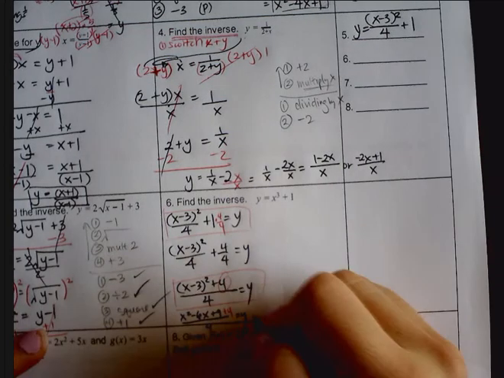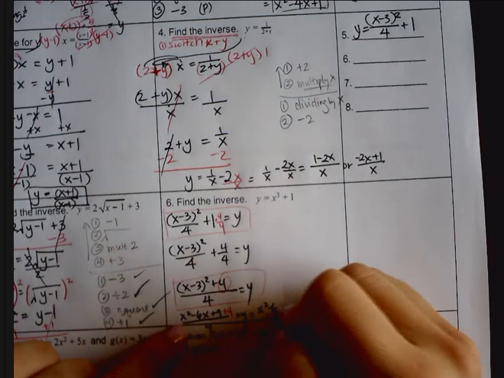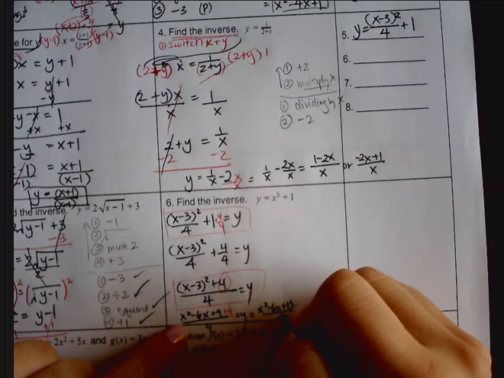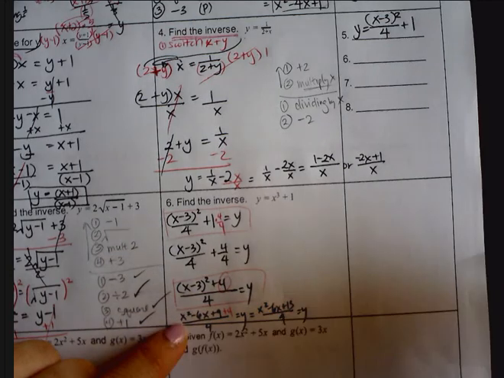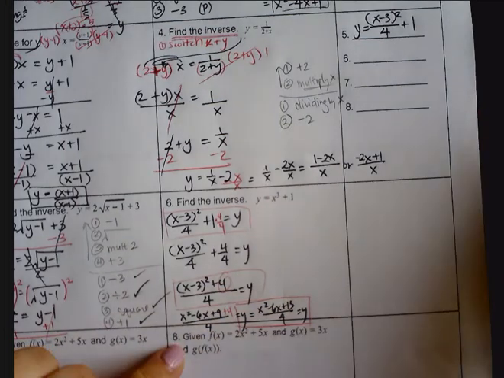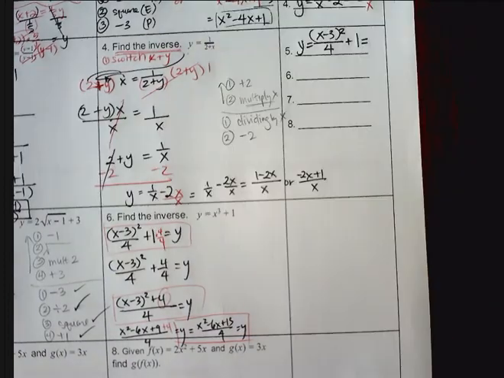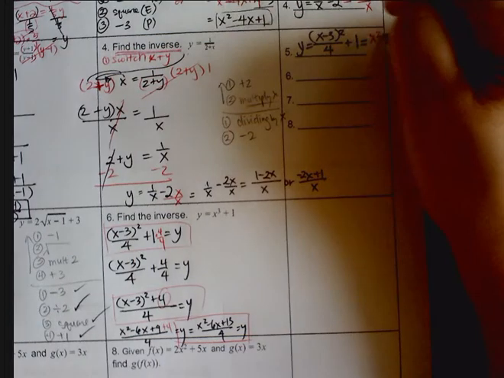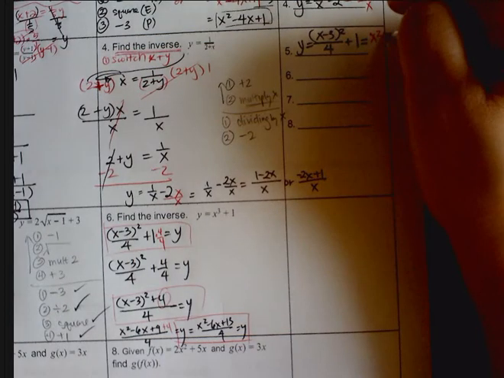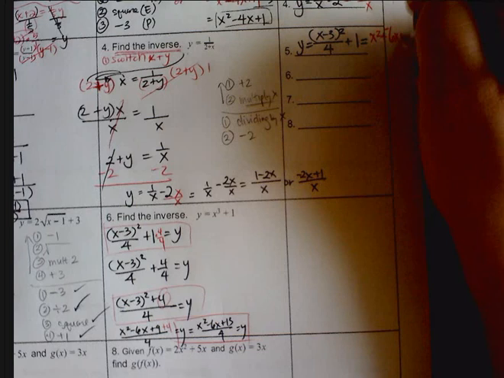You could have said x squared minus 6x plus 13 over 4. That's an expression on the top there. Okay, finding the inverse, let's do this problem here. Hopefully this will all fit.